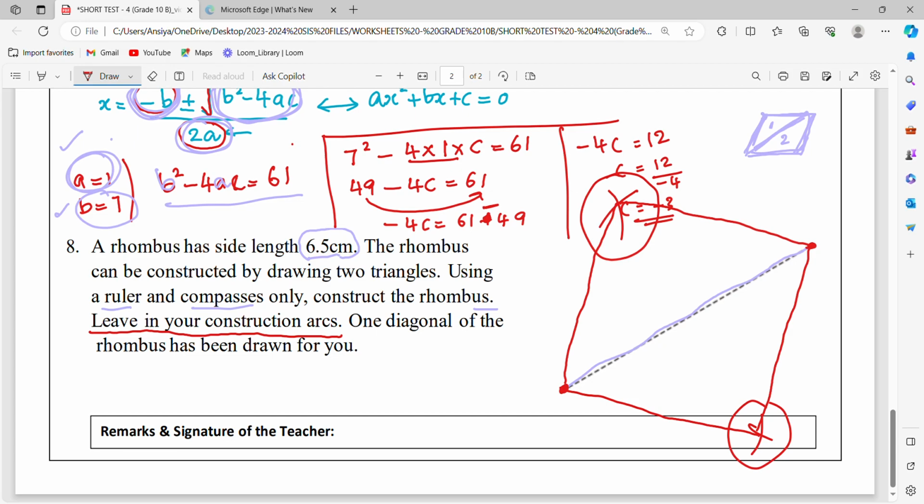Okay, so take a compass. If you don't have, buy a compass, construct and practice. Okay, I hope it is clear.